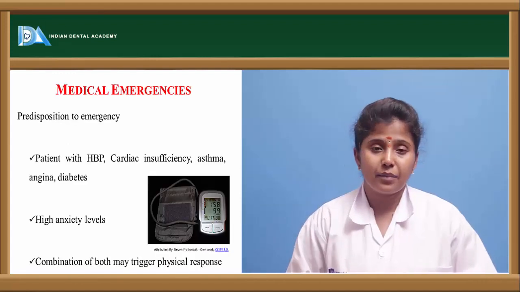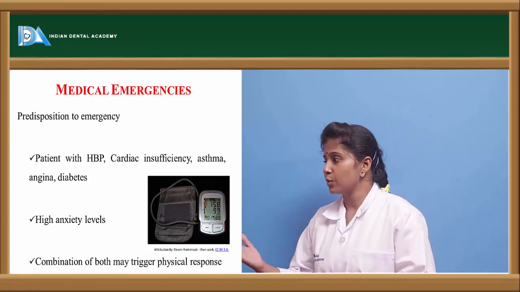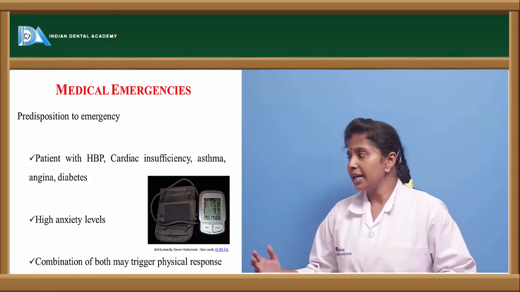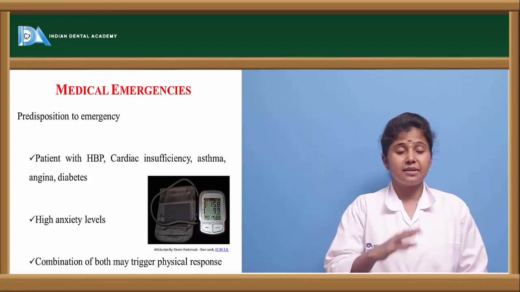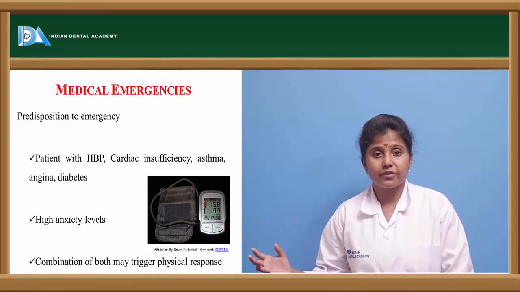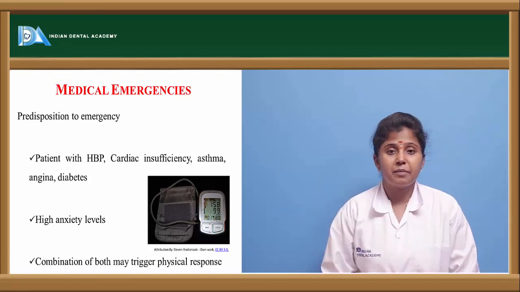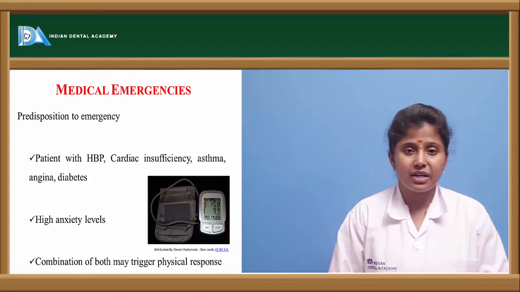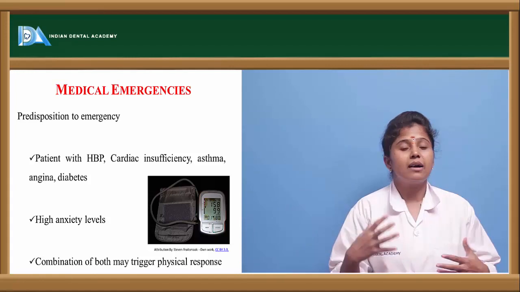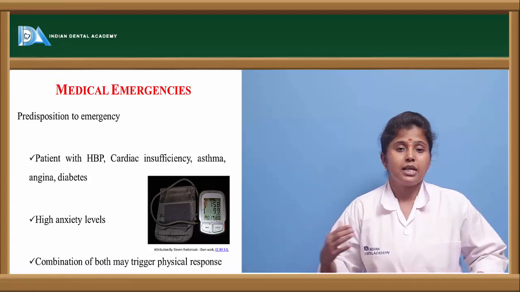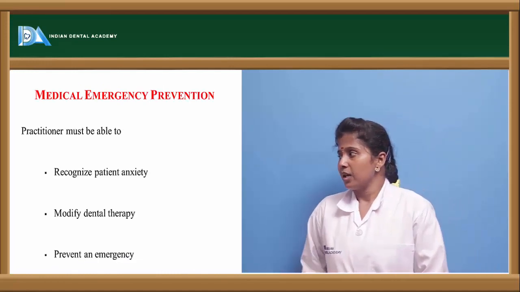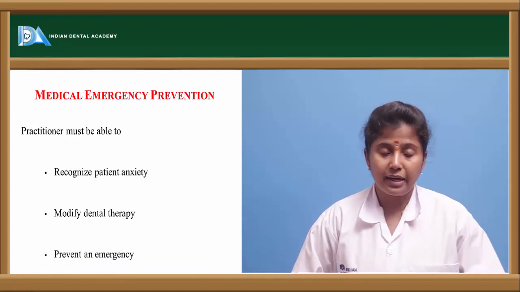So what are the medical emergencies? Generally, what are the medical emergencies we can observe? The patients who are suffering with high blood pressure, cardiac insufficiency, asthma, angina, diabetes, these all are life-threatening diseases. So any cardiovascular related disorder or diabetes, if the patient is suffering from, then that patient has to be treated medically immediately. And high anxiety levels, and a combination of both, may trigger a physical response. So if the person is having one or more diseases, then he is more prone to a medical emergency. So how can we give prevention for this medical emergency?